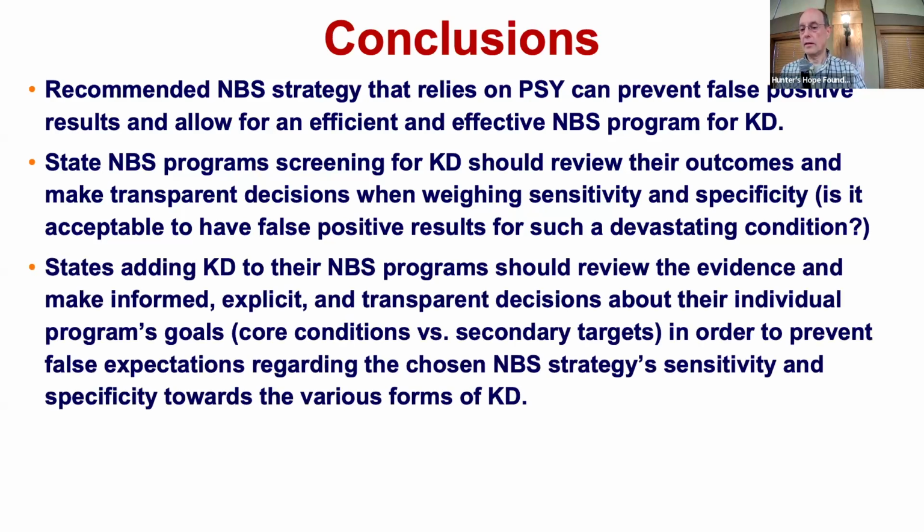And states that are interested in adding Krabbe disease, or may have to add Krabbe disease because they have legislation in their states where they have to do everything that's on the RUSP, so they cannot look at it as a recommendation, but as a requirement, they also should make informed and transparent decisions about what they're going to do and how they set cutoffs and what their expectations are. And I think that should be on their websites. It should be very clear to everyone that, okay, we're screening per the recommendations. Our cutoff is 10, so don't complain if we miss a late onset case. I think that needs to be very clear.